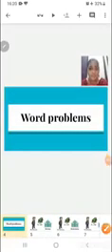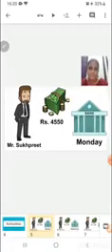Children, word problems are my favorite because it allows us to use our imagination power. When we see the question, at that time we have to build a story in our mind so that we can understand the question properly. Now, look at this picture.